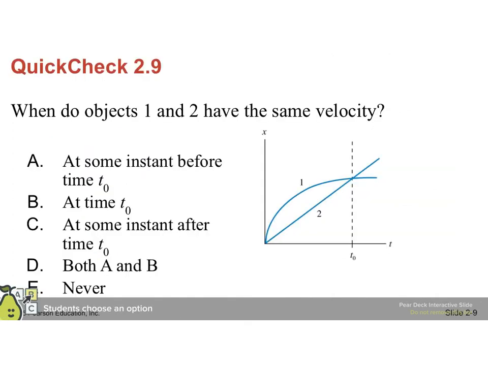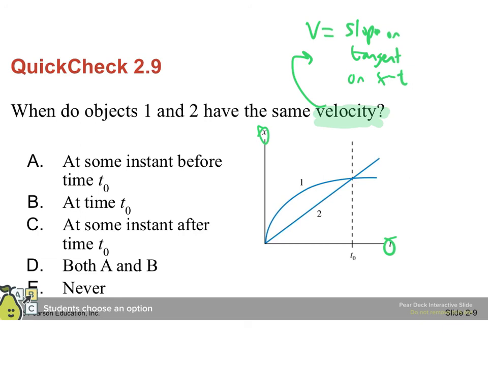All right, when do objects 1 and 2 have the same velocity? And then they give you some values. So pause and come up with your answer. We now want to start getting careful here. We want the same velocity. And velocity is the slope of the tangent on an xt graph, right? This is an xt graph, so we want the slope of the tangent.